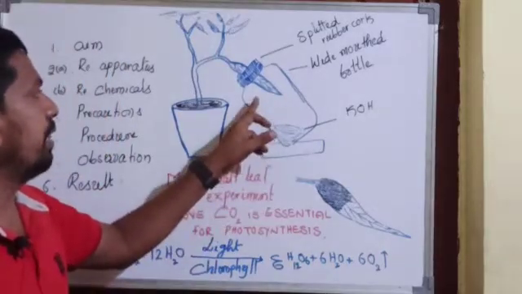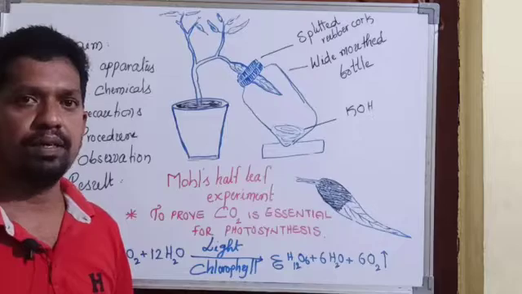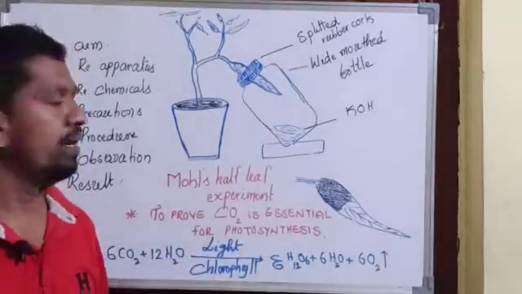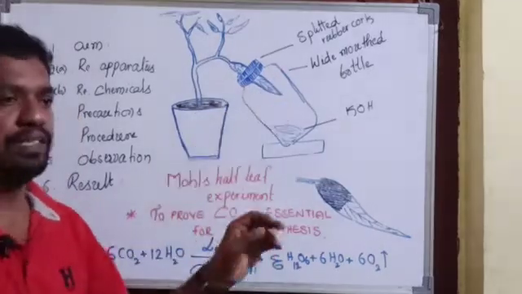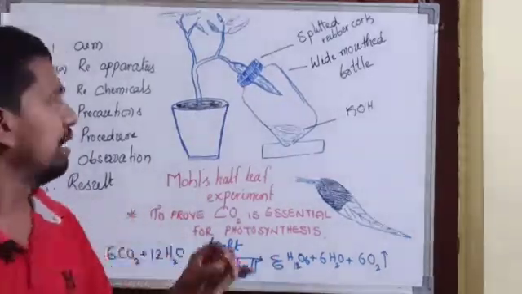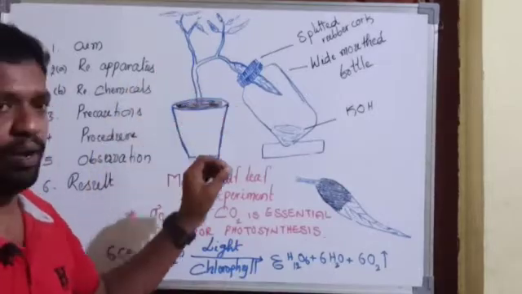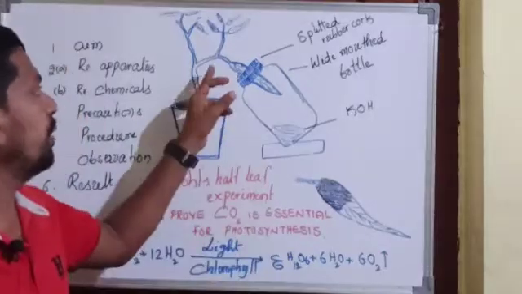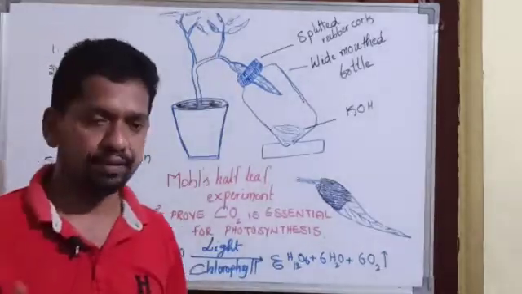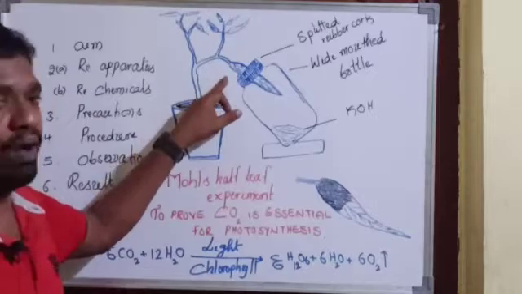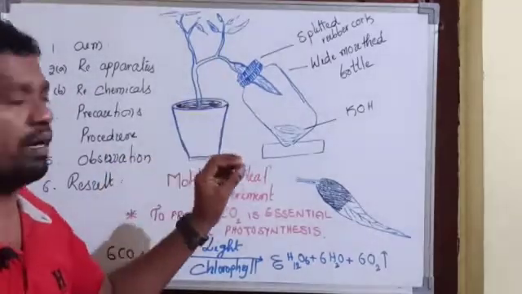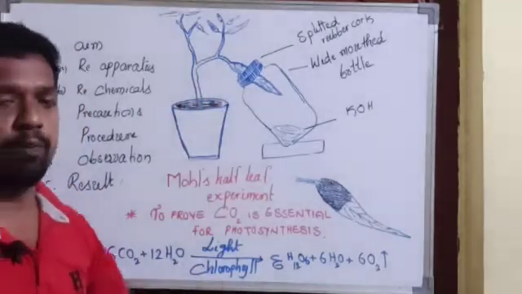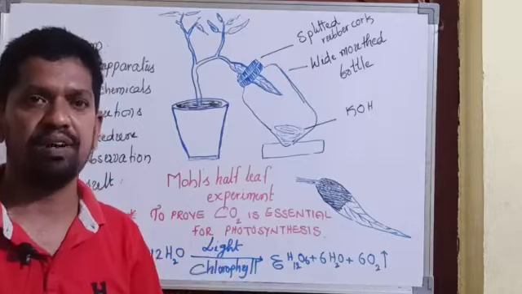Then take a wide-mouthed bottle and pour some amount of potassium hydroxide solution. Then we have to close the bottle with a split rubber cork. Select any one long and narrow leaf. Gently insert half of the leaf into the bottle through the split cork. Then apply grease or Vaseline around the rubber cork to prevent air from entering into the bottle. Now take the setup and keep it in the sun for more than 3 hours.